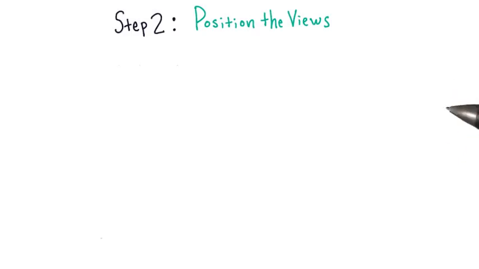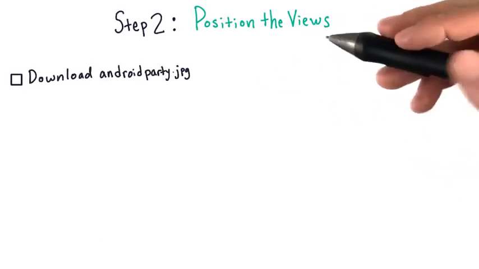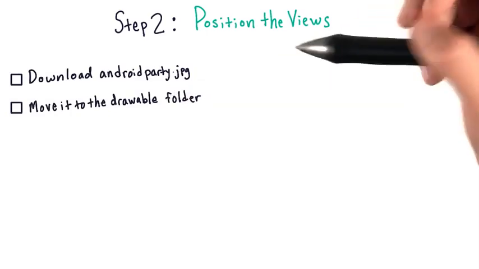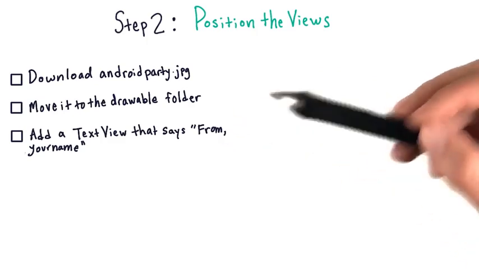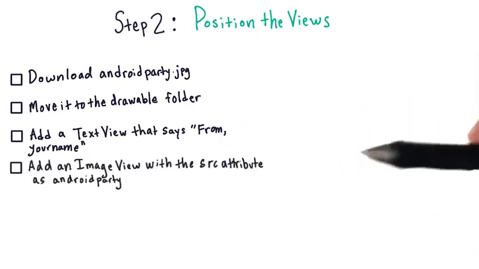Okay, so make sure you're starting with the correct XML code, and if you don't have the correct code, you can go ahead and copy and paste it from the instructor notes. Alright, first things first, download androidparty.jpg, then take androidparty.jpg and move it to the Drawable folder. Once that's done, go ahead and add the text view that says from and then your name. And after that, add the image view with the source attribute as Android Party.